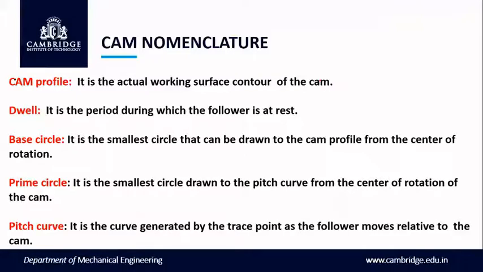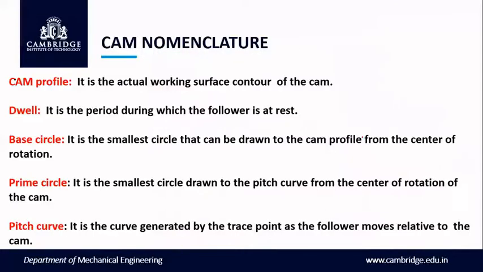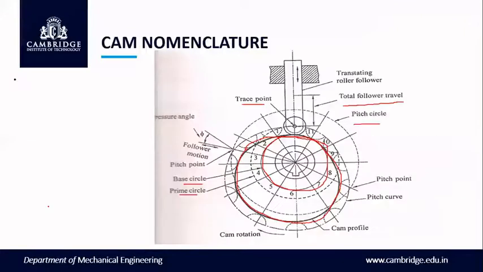And base circle is the smallest circle that can be drawn to the cam profile. The base circle means the minimum radius of the cam. Then prime circle is the smallest circle drawn to the pitch curve from the center of rotation of the cam. This prime circle will come whenever we use a roller follower. So the center of the roller follower will be considered to draw the prime circle. The dotted circle that we have here is called the prime circle.